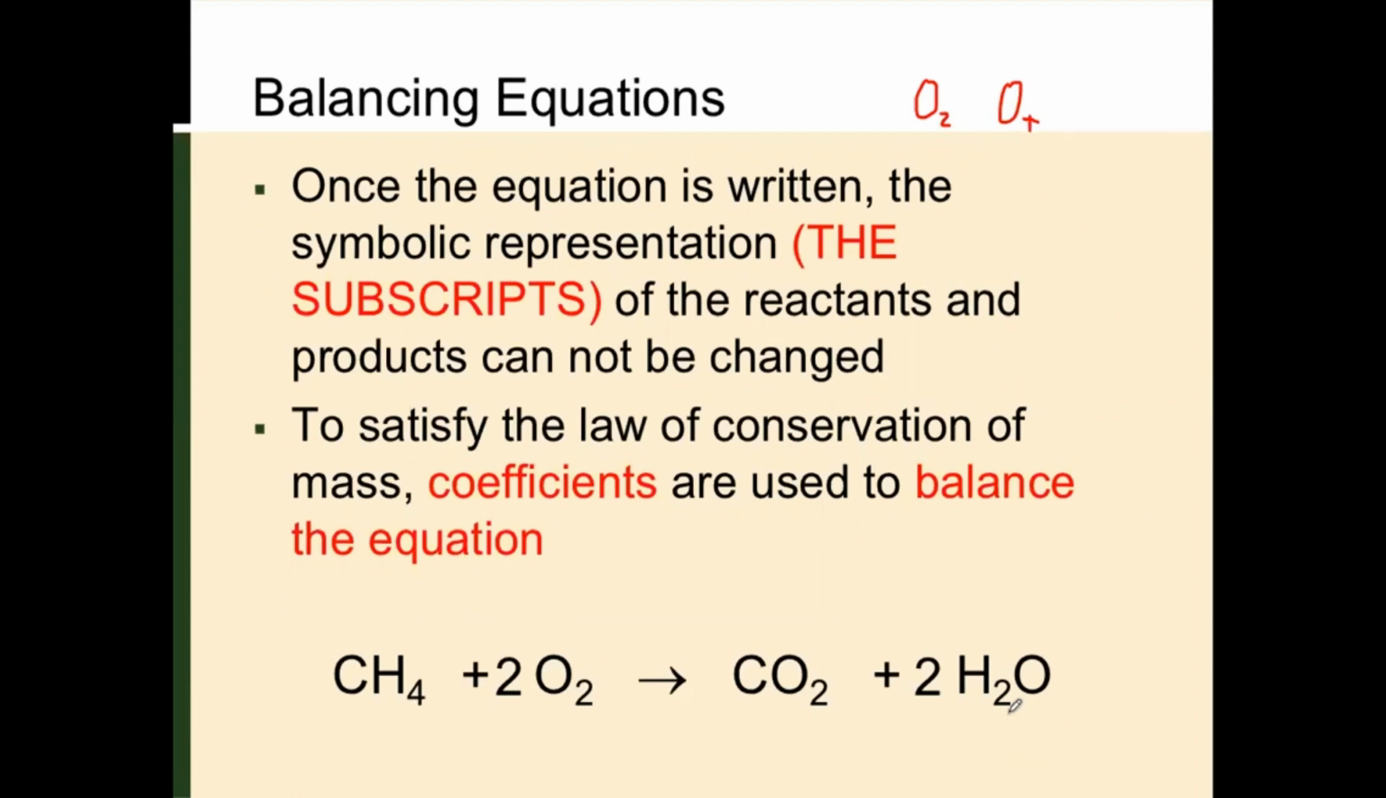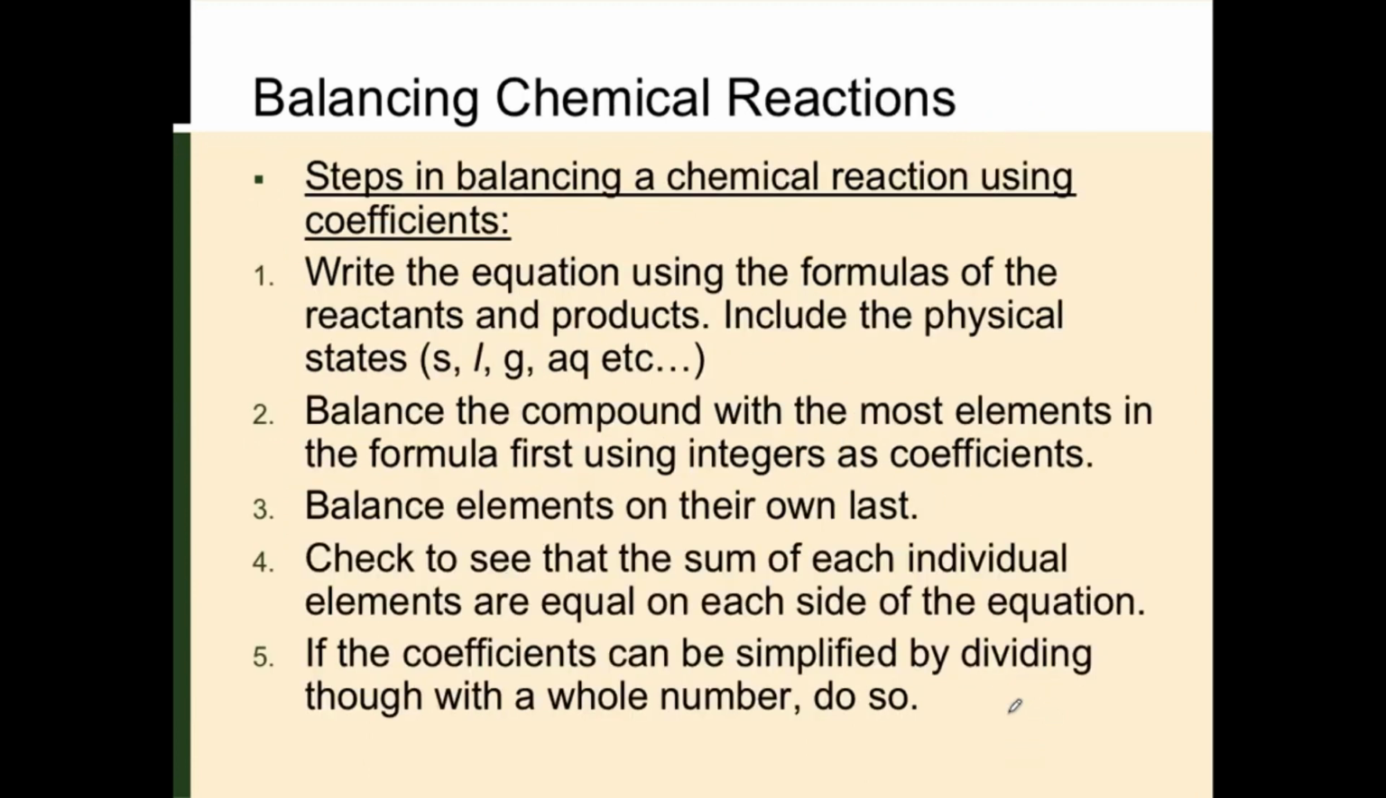So here are the steps in balancing a chemical reaction using coefficients. We write the equation using the formulas of the reactants and products and include the physical state, so the solid, liquid, gas, aqueous, etc. The etc. just means those that are dissolved in some form of solvent.